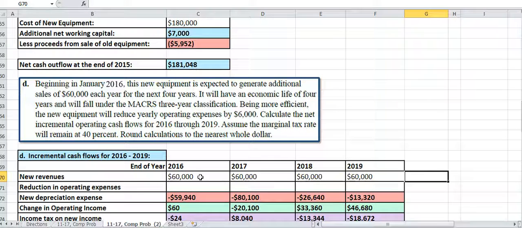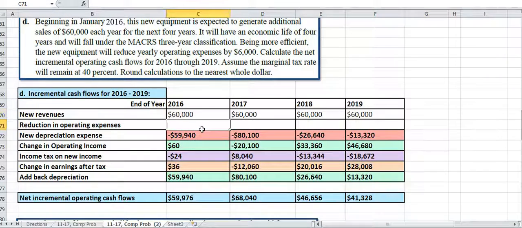And we also are going to reduce operating expenses by 6,000, because this new process line is more efficient. So that's going to be added in there as well, because when you reduce a cost, that actually creates a positive cash flow. So we're going to go 6,000 here, and 6,000 here, 6,000 here, and 6,000 here.